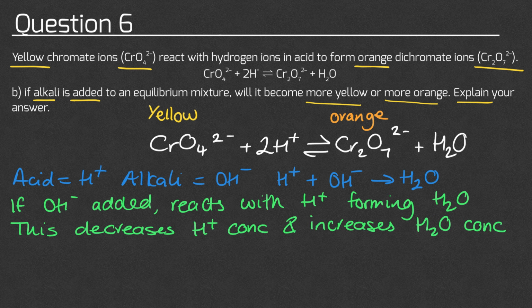So if we add alkali to the mixture, the alkali which we add is going to react with the acid in our mixture, and it's going to form water. So this will have the effect of both decreasing the amount of acid in the mixture, because it's reacting with the alkali, and increasing the amount of water in the mixture, because when the acid reacts with the alkali, it's going to form some more water. So the first thing we need to do is just say what happens when we add the alkali to the mixture.